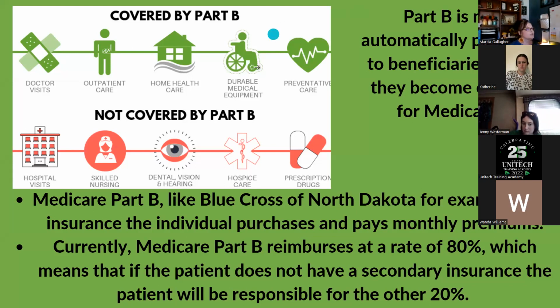So let's look at our little picture here. Covered by Part B are doctor's visits, outpatient care, home health care, durable medical equipment, preventative care. What's not covered by Part B? Hospitals, skilled nursing, dental and vision, hospice care, and prescription drugs. So I like this because it kind of gave us a contrast of what's covered and then what's not covered.